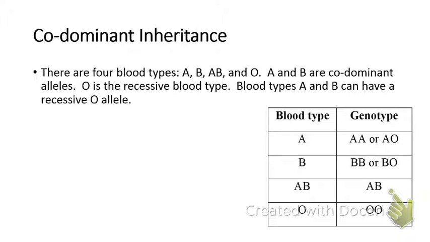Let's look at codominant inheritance. There are 4 blood types, A, B, AB, and O. A and B are codominant alleles, which means that they're both expressed at the same time. O is the recessive blood type, meaning you do not have either of the dominant traits of A or B. So both A and B blood types can carry an O recessive.